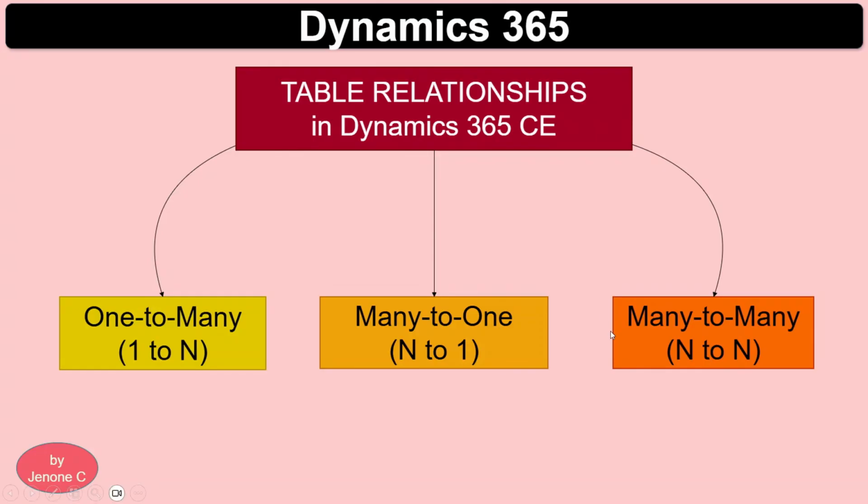And then we have the many to many relationship. Here, the records from both the tables can be linked to multiple records in each other. For example, if you take opportunity and competitor. So here, if you go to your opportunity form, you will see a competitor subgrid, and similarly from the competitor form, you will also see an opportunity subgrid, which means many opportunities can be related with many competitors.